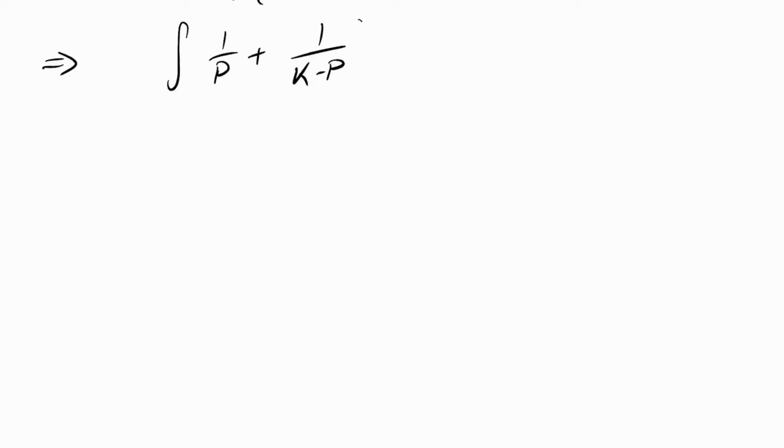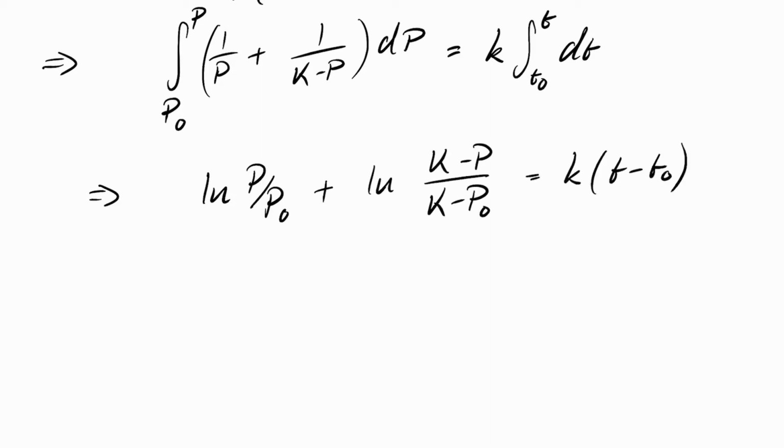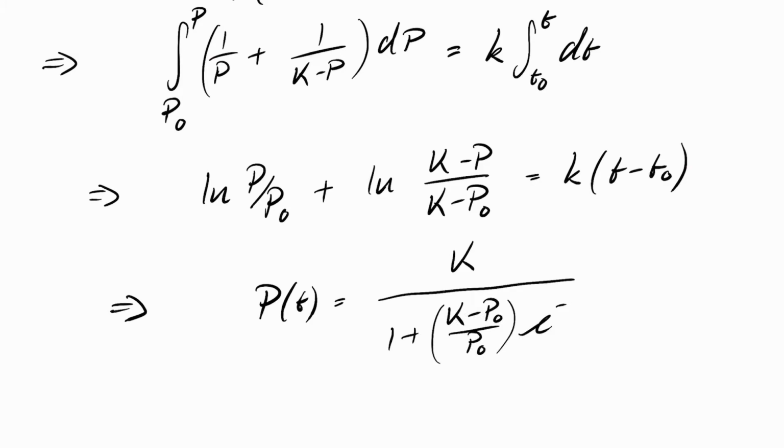So integrating and putting in the limits, I have the log between p and p0, which using the rules of logs, I can write as the log of p over p naught. Similarly, the second term, I can write like so, and this is k times t minus t naught. Combining the logs and taking the exponential of both sides gives us the general solution.